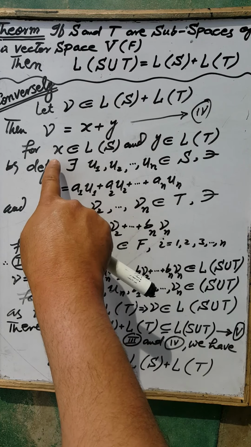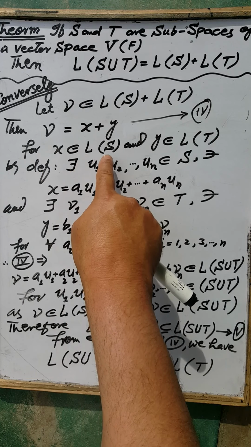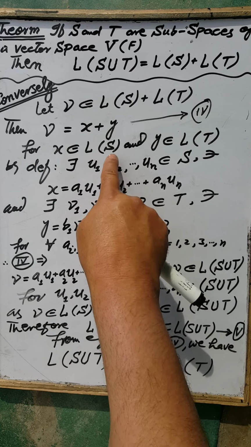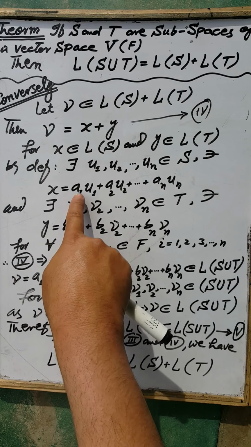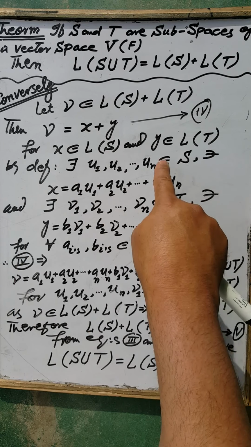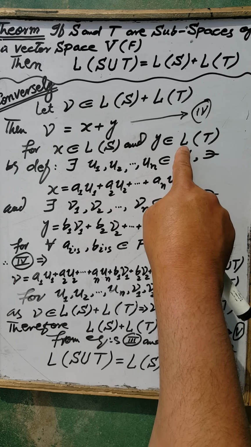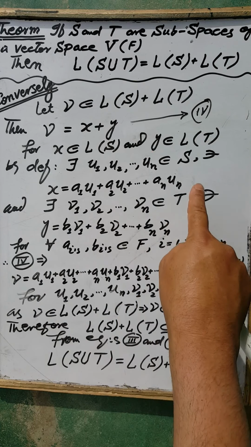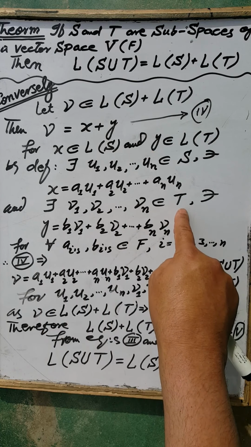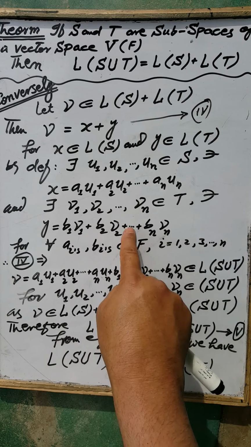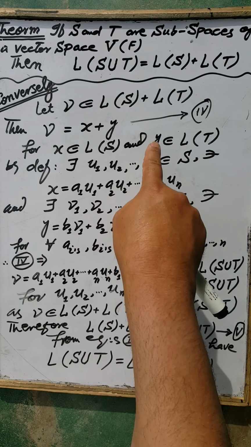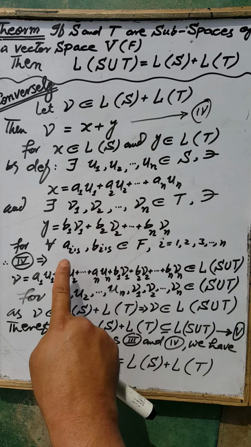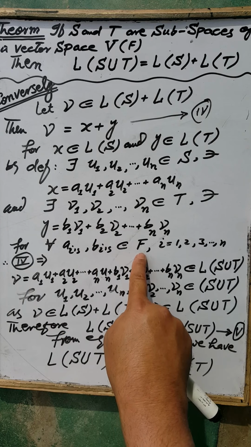Since x is an element of the linear spanning set spanned by the set S, then by definition there exist elements u1 up to un in the set S such that x can be written as a linear combination of the elements of the set S. As y is an element of the linear spanning set of the set T, y can be written as a linear combination of the elements v1 up to vn of the set T, such that a1, a2 up to an and b1, b2 up to bn are the elements of the field.